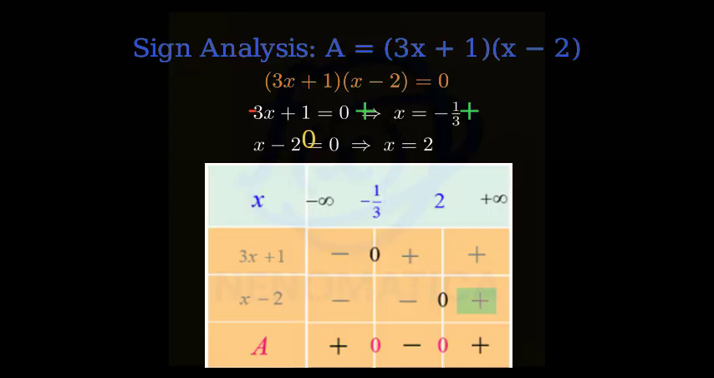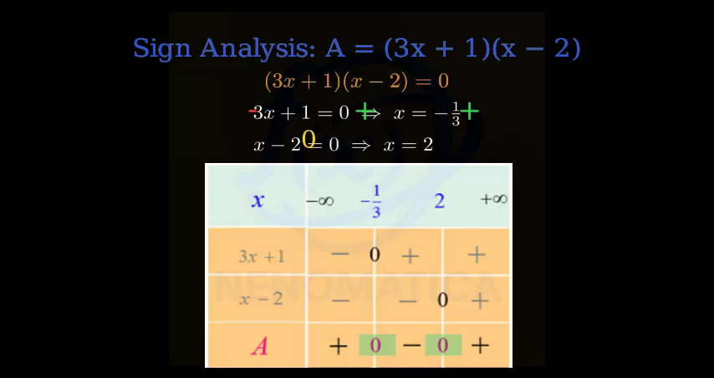Now multiply signs interval by interval to get the product a. Negative times negative gives positive on the far left. Positive times negative gives negative in the middle interval. Positive times positive gives positive on the far right. At each root, the product is 0.